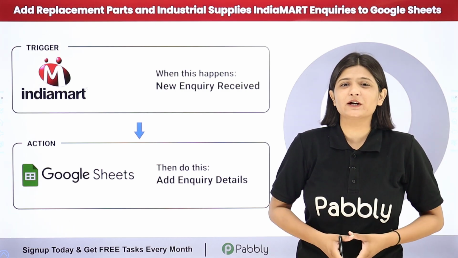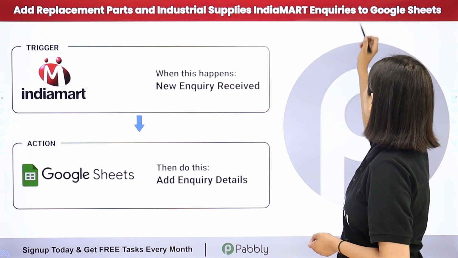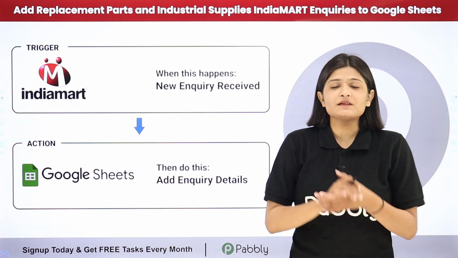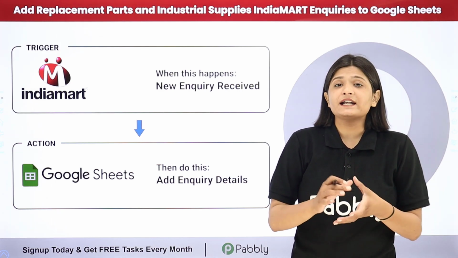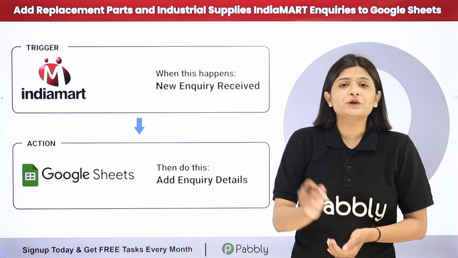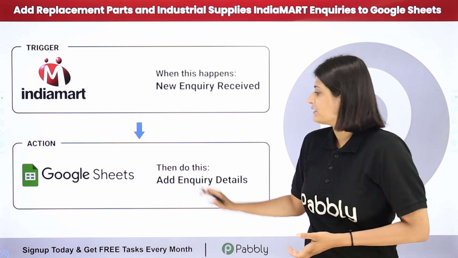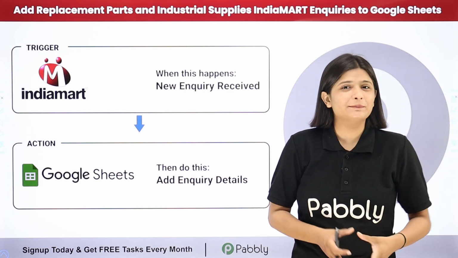So in this video, we are going to learn how to add replacement parts and industrial supplies IndiaMART Enquiries to Google Sheets. So let's suppose I am a sales manager at an industrial supplies company and I am receiving many inquiries in my IndiaMART. Now I want to automatically add all these inquiries in my Google Sheets, and I can completely automate this process with the help of Pabbly Connect.